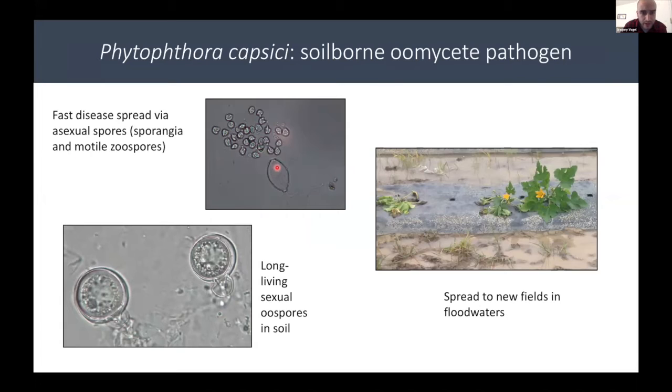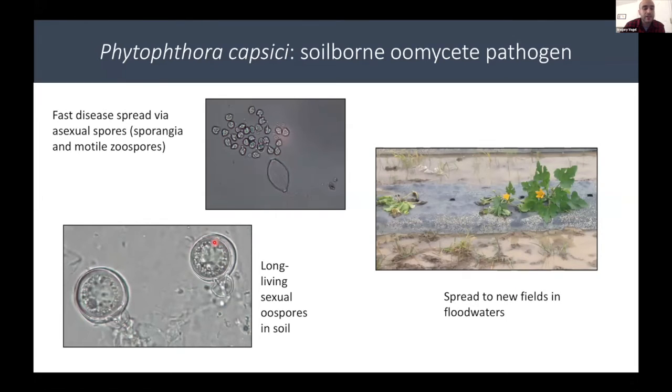In this picture on the top left, I'm showing an asexual spore, a sporangium, releasing 20 to 40 zoospores, which are motile spores. They're biflagellate, and they can swim through water and find new hosts to infect. So the rapid asexual reproduction of this pathogen enables it to really quickly spread in a field under saturated soil conditions. Sexual reproduction, on the other hand, on the bottom left, I'm showing sexual oospores.